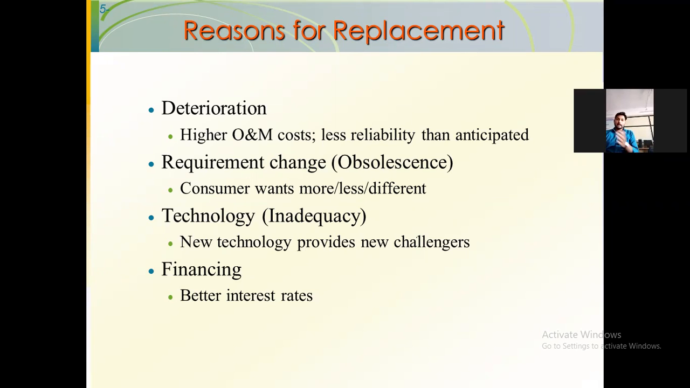Now the other part is a requirement change. Sometimes your machine is working properly, but the industry trend is going on, and there is a revolution in your industrial sector, and customers want something new or more quality products from your side, and you want to go for that also according to customer demands. At that time you have to replace your machine with the new machine, or your equipment with the new equipment. So that is nothing but obsolescence.